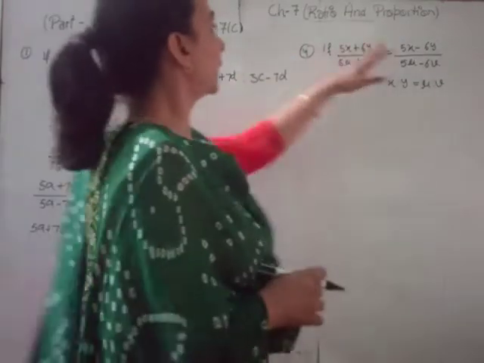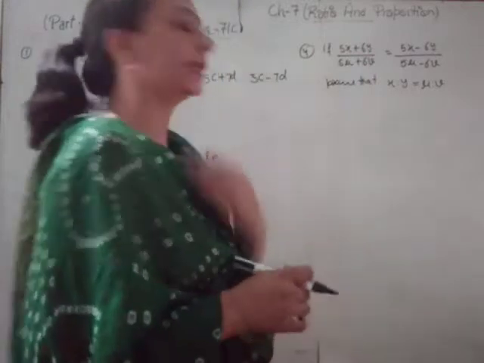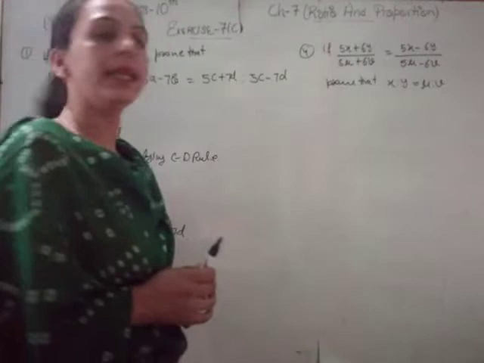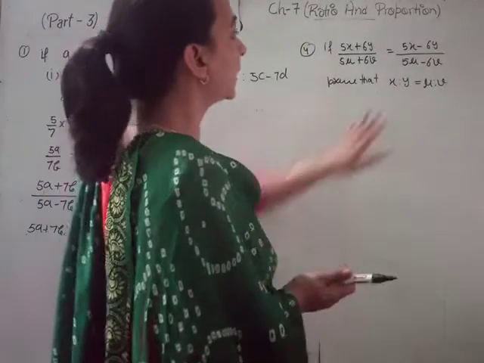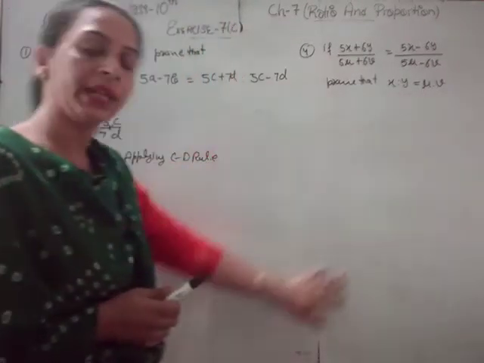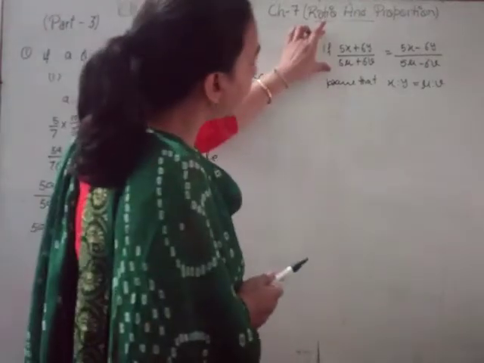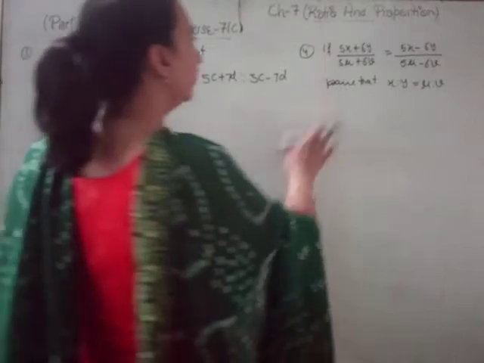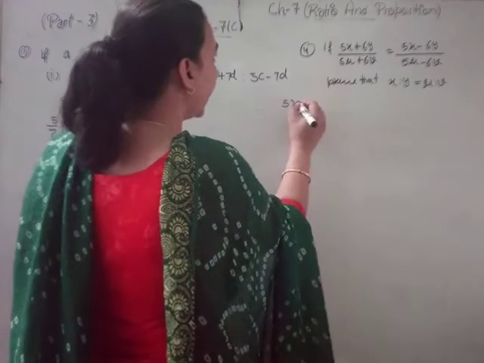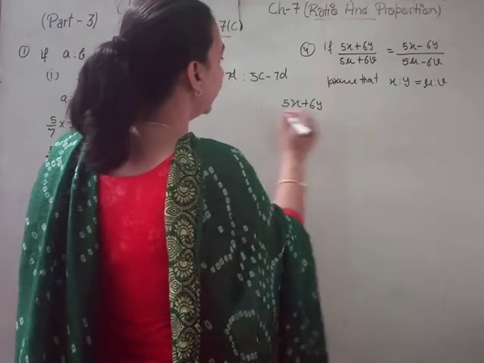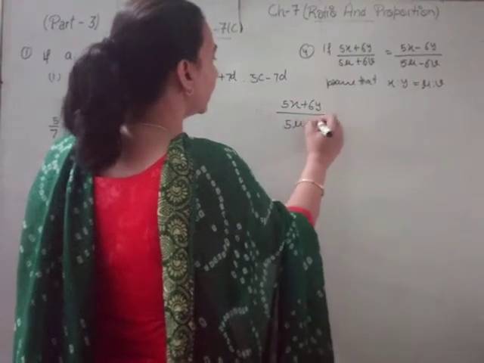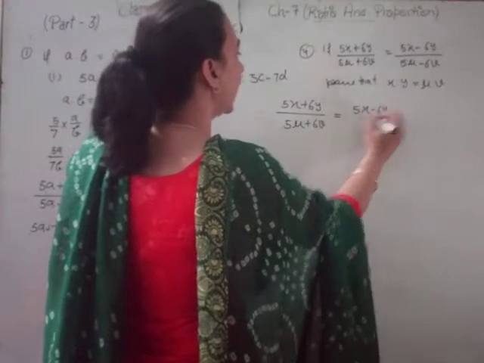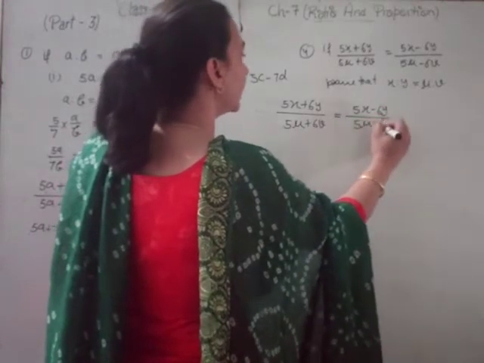Okay, the next question number 4. If 5x plus 6y divided by 5u plus 6v equal to 5x minus 6y divided by 5u minus 6v, prove that x ratio y equal to u ratio v. With the help of this, if this is given, then we have to prove that. Okay. Then student, we take this 5x plus 6y divided by 5u plus 6v equal to 5x minus 6y divided by 5u minus 6v.